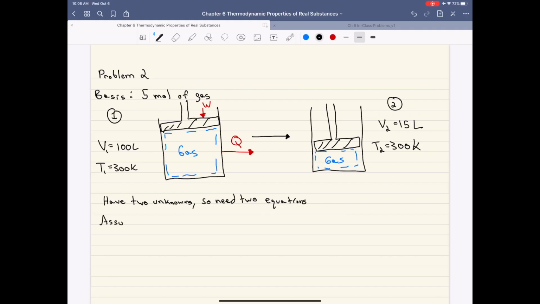For our analysis, we're going to make a couple of assumptions. We're going to assume that this compression is isothermal. We're also going to assume the compression is reversible as well. That tells us that there's not going to be any entropy generated.